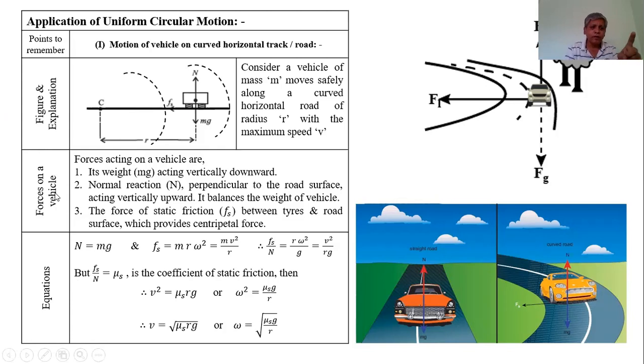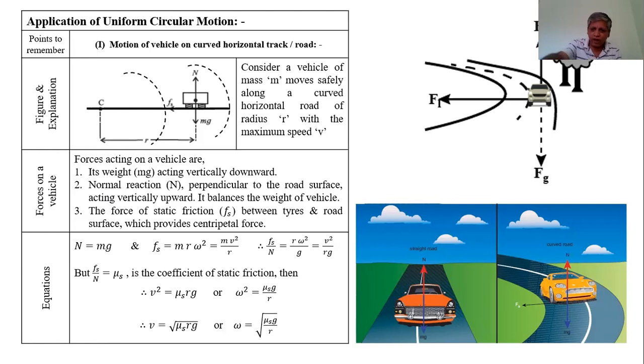The first point is the figure and its explanation. The second point is the forces acting on the vehicle. These are the three forces. The force of static friction between the tires and the road surface provides the centripetal force, that is, toward the center. Hence, that force is called the centripetal force. Here is the expression for the centripetal force.